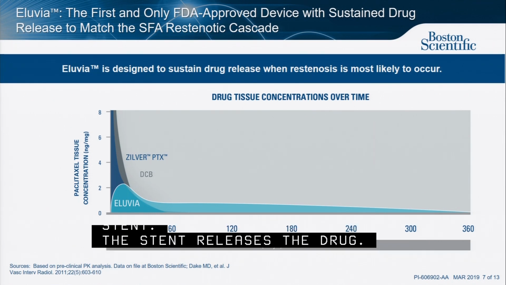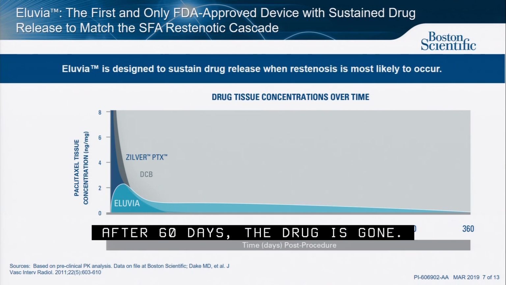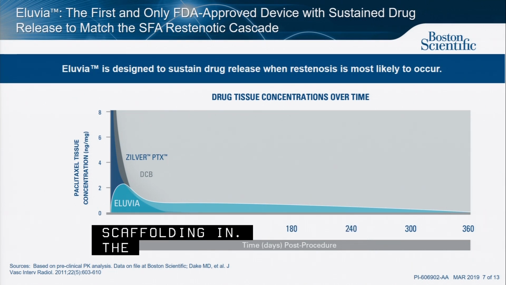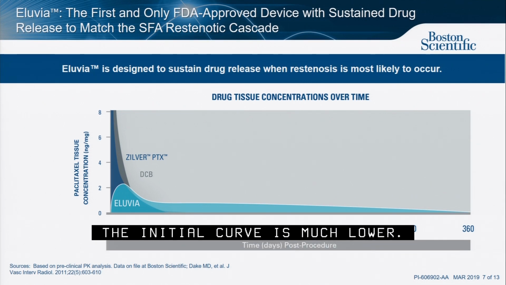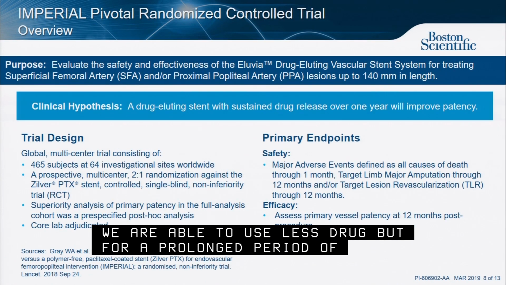With the Eluvia, you put the scaffolding in, and then there is a sustained drug release. The initial curve is much lower, the burst is not so high. We're able to use less drug, but for a prolonged period of time, which again is trying to match the restenosis cascade that occurs and peaks at 12 months.